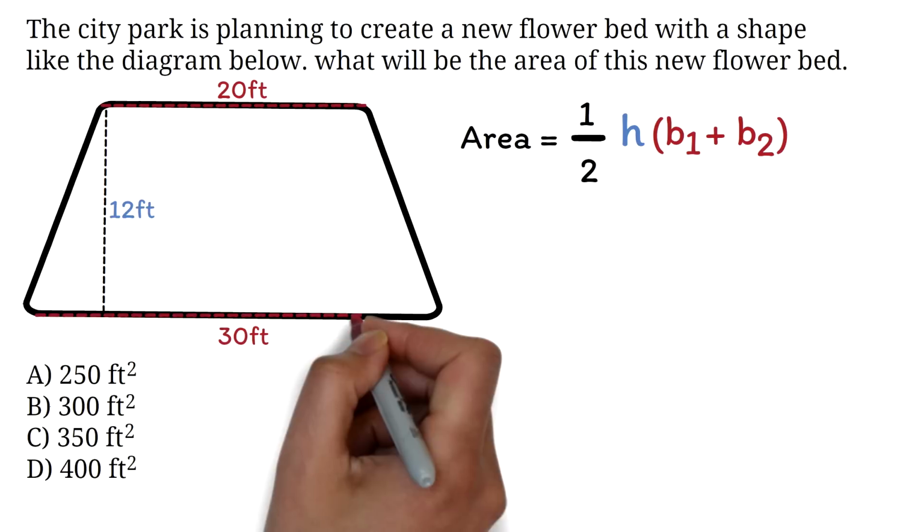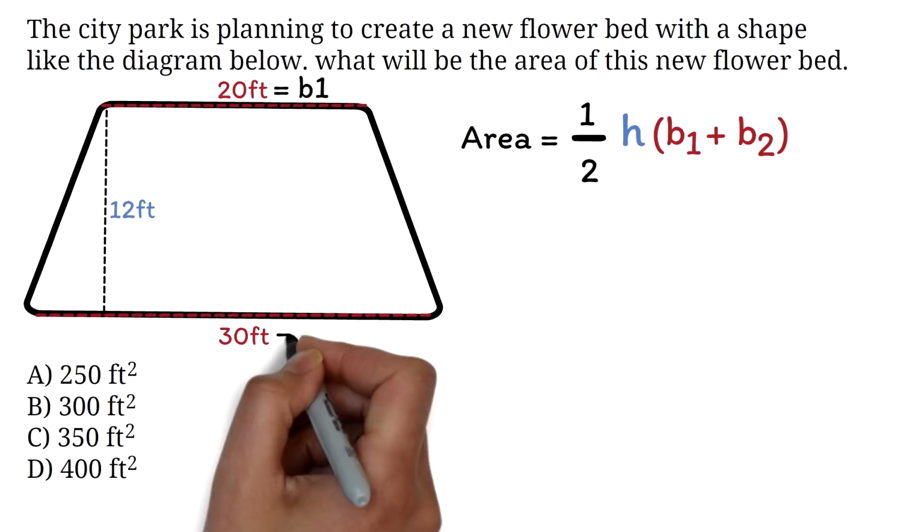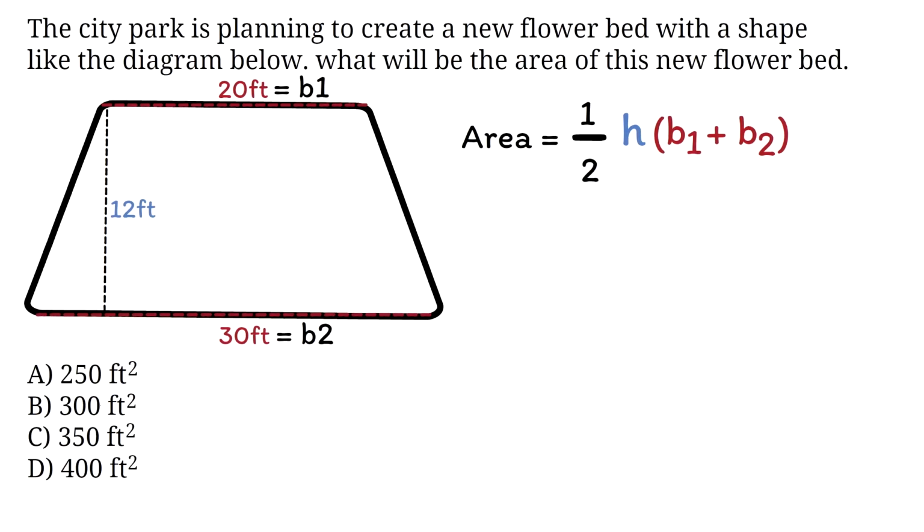These are the parallel bases. Let's call this base 1 and this base 2. This is the height, h. Please be careful when identifying what values to use. That is where most students get answers wrong. Once you have identified your values, just plug them into the formula.